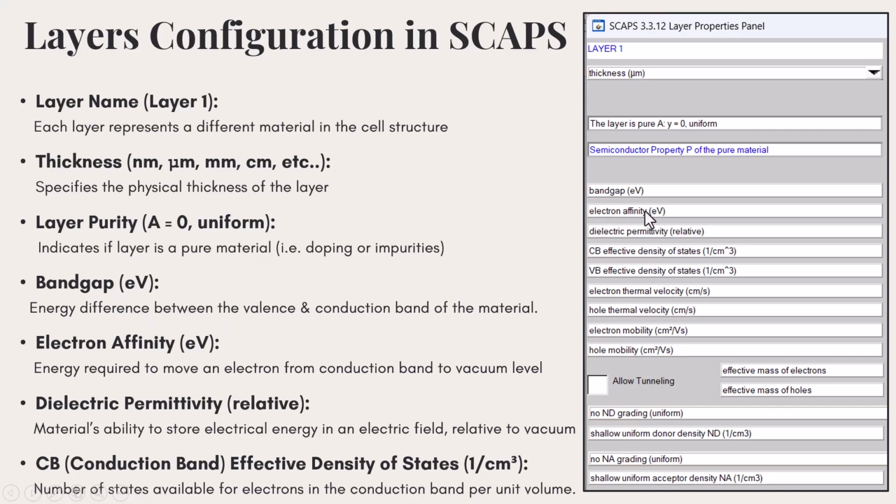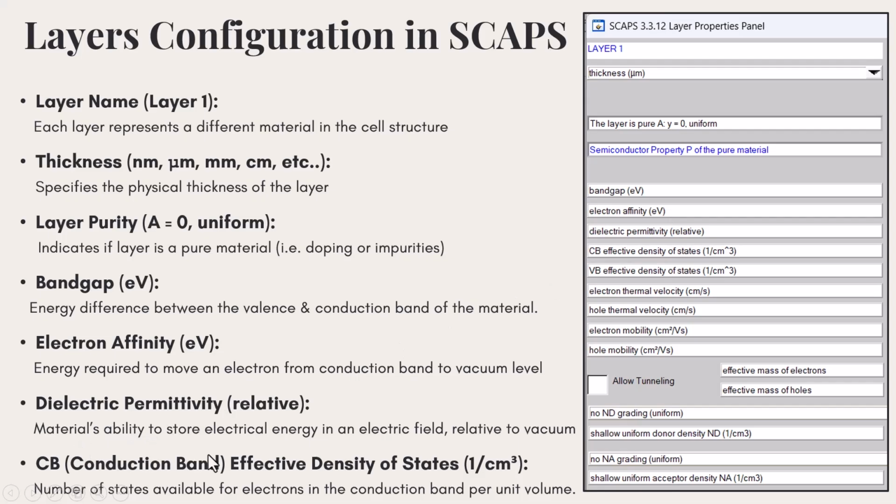This is another field. This is the energy required to move an electron from the conduction band to the vacuum level. So the electron has to move from the conduction band to the valence band or whatever, or to the vacuum level. The electron affinity is the number that specifies how the electron is able to move. We have also the dielectric permittivity. It is the material's ability to store electrical energy in an electric field. So you have to enter all of these parameters.